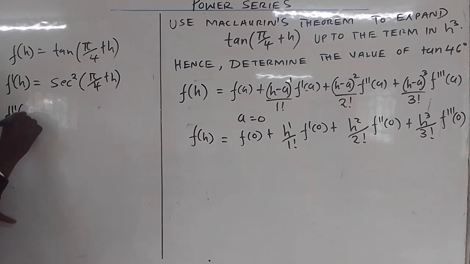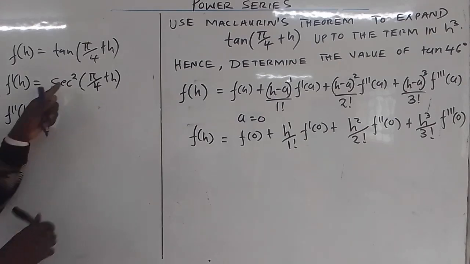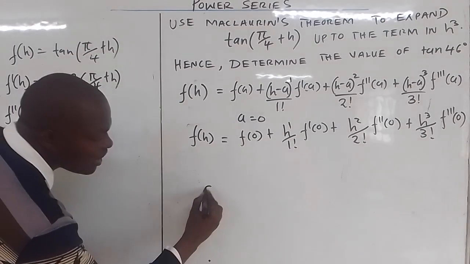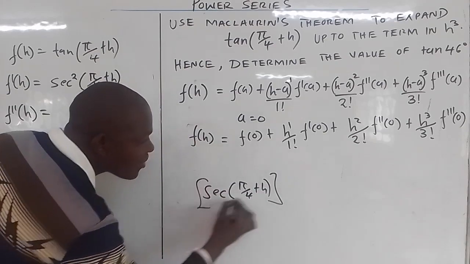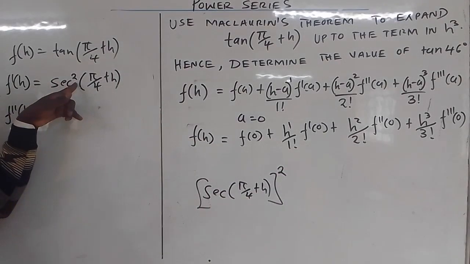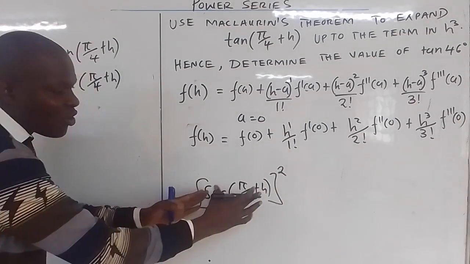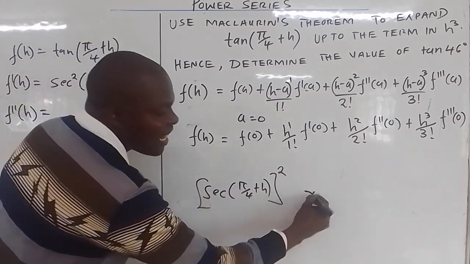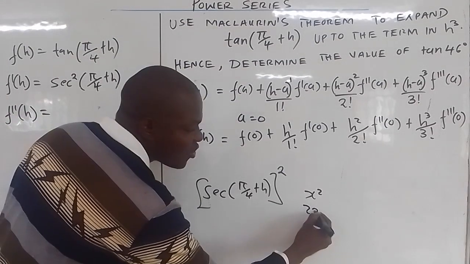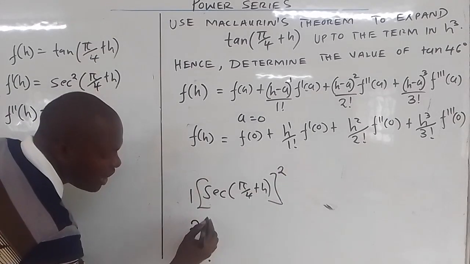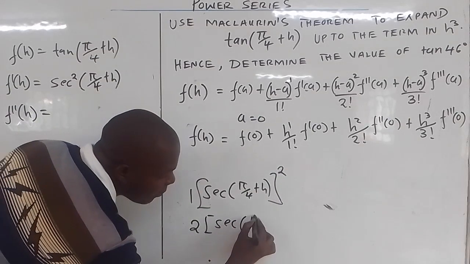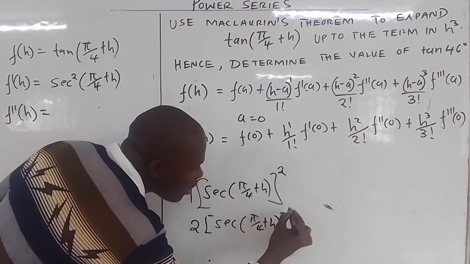F double prime of h. If you differentiate this for the second time, what do you get? Chain rule. Look at what is happening here. Sec squared of pi over 4 plus h is written as sec of pi over 4 plus h, the whole of this raised to power 2. If you let the inner function be x, it is like x squared, so differentiating x squared you get 2x. Meaning the outer function gives you 2 times sec of pi over 4 plus h, with the power reduced by 1.